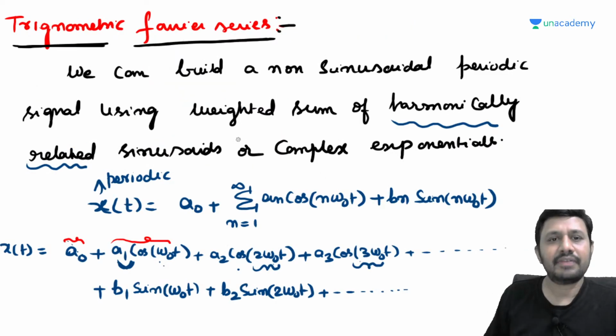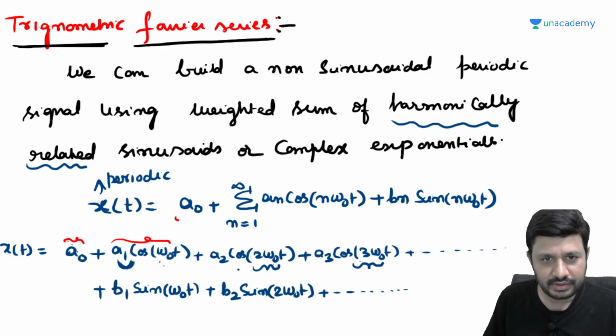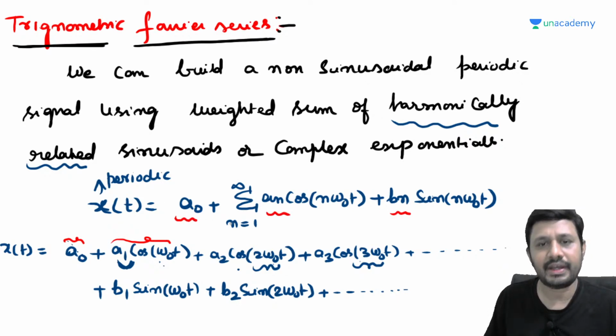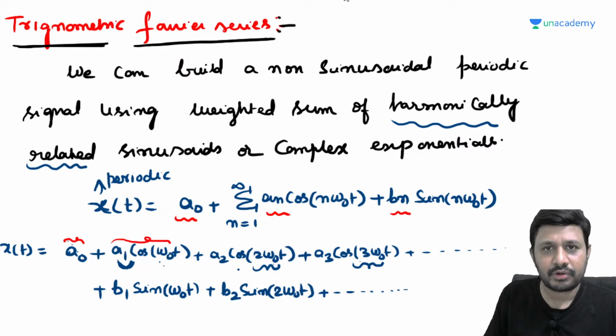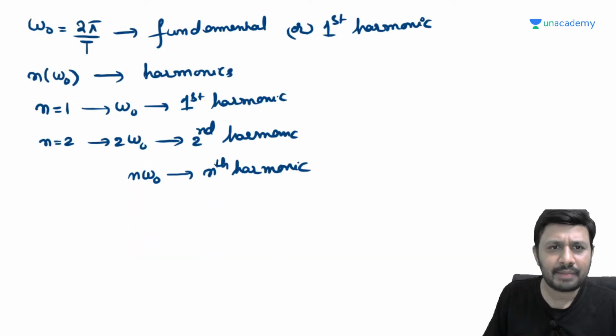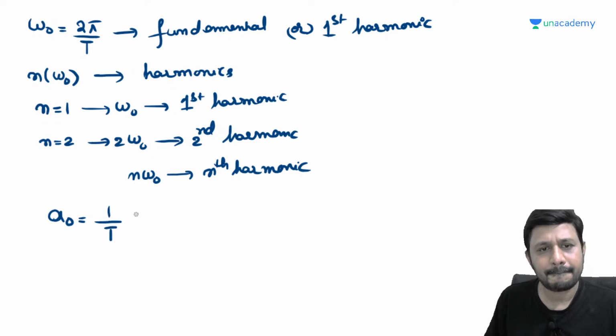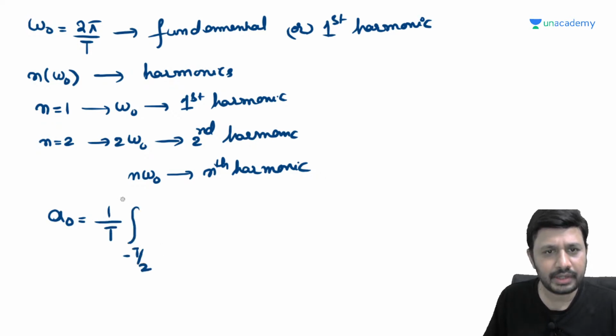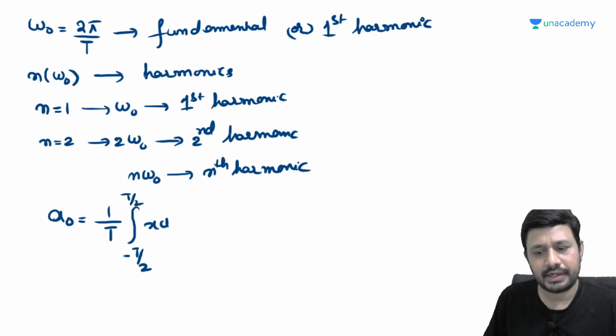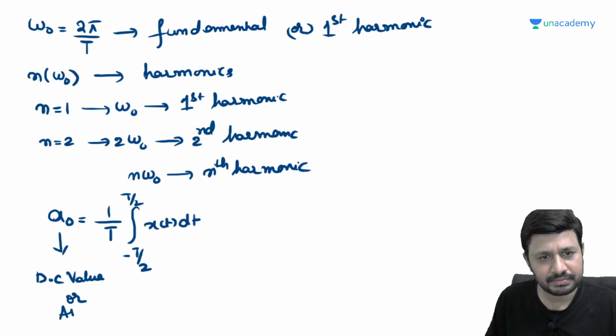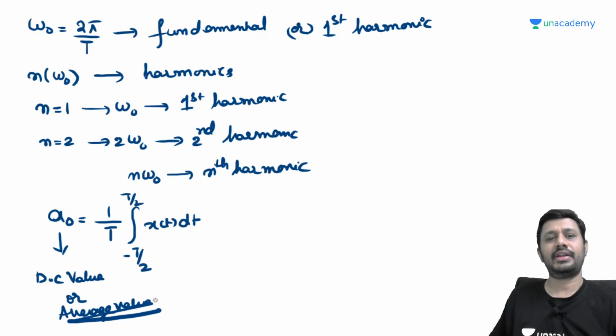The main challenge in our trigonometric Fourier series is to find the A0, An, Bn values. We have ready-made expressions to find them. I am not going to prove how those results came about; I am directly giving them. A0 is given by 1 by T over the period, integral from minus T by 2 to T by 2 of x of t dt. A naught is also known as the DC value or average value.